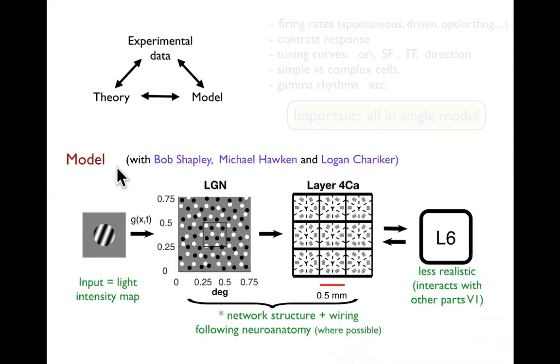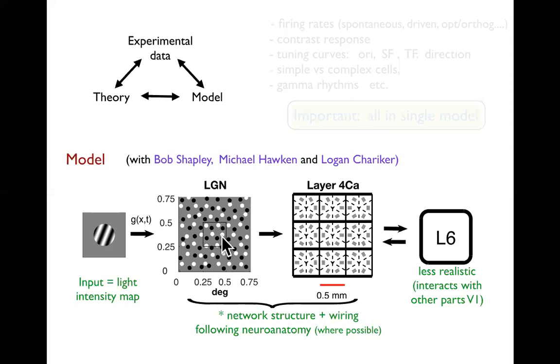The model was constructed in collaboration with Bob Shapley, Mike Hawken, and Logan Chariker. The first two are neuroscientists, mostly experimentalists, and Logan Chariker is a postdoc. This is a light intensity map. Layer 4C alpha is the input layer in the Magno pathway. Since there is no color, it's very simple, it's really just luminance. G of x, t tells me the luminance at location x at time t. So there's a map that comes in.